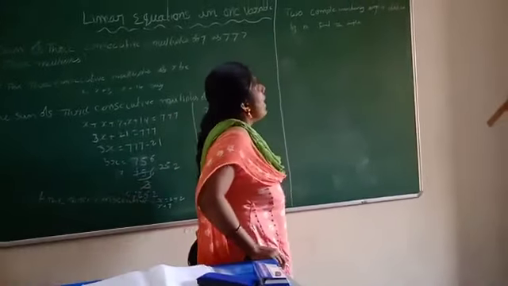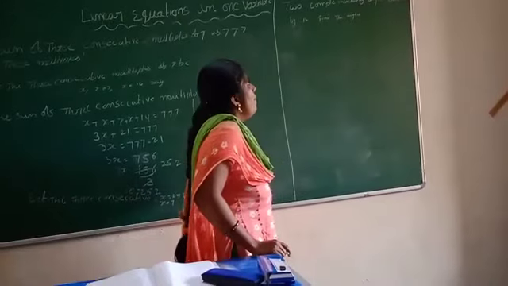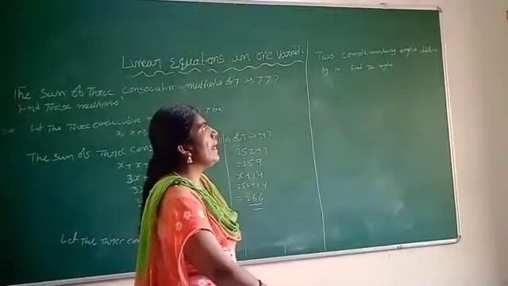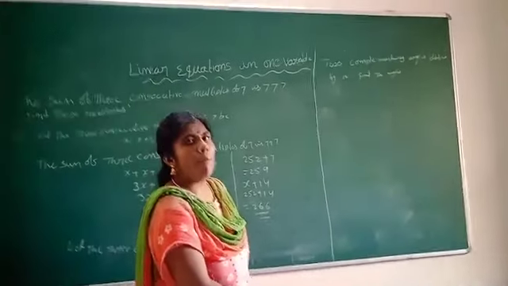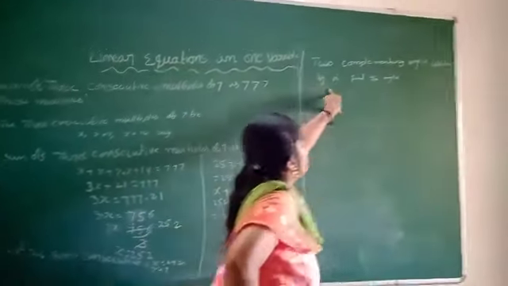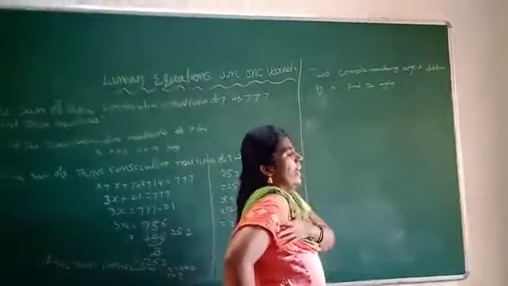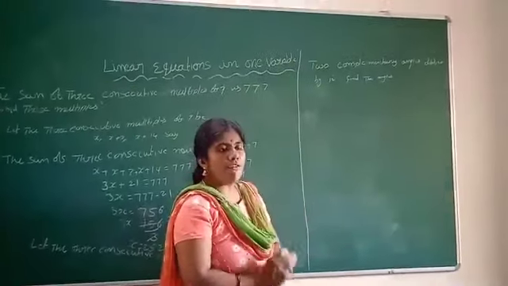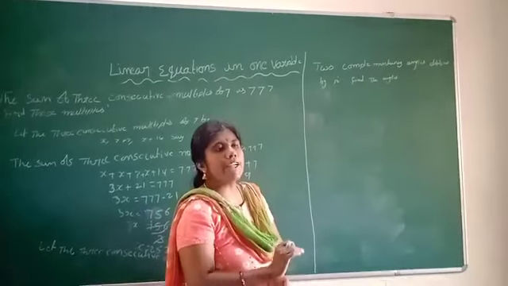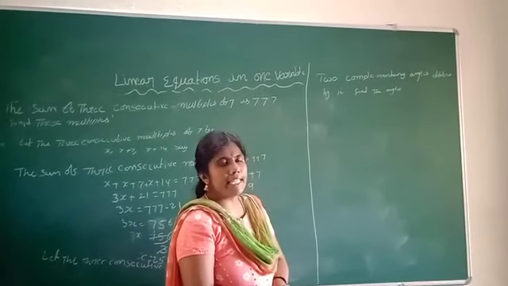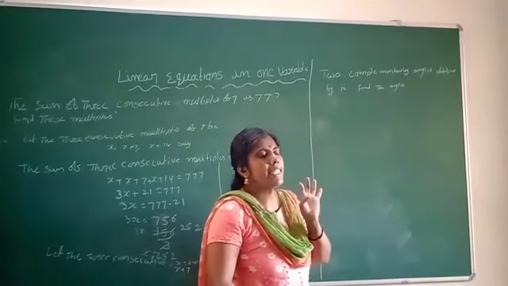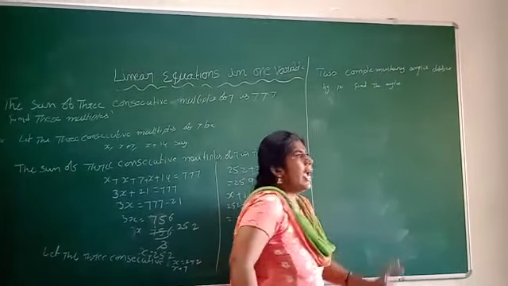Two complementary angles differ by 12. Find the angles. What is the given, children? Two complementary angles differ by 12. Find the angles. First, what is a complementary angle? The sum of the two angles equal to 90 degrees is nothing but complementary angles.